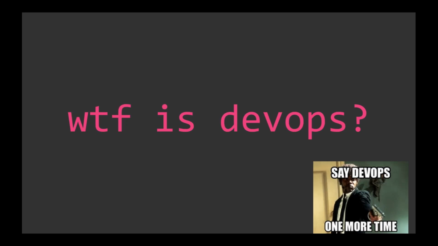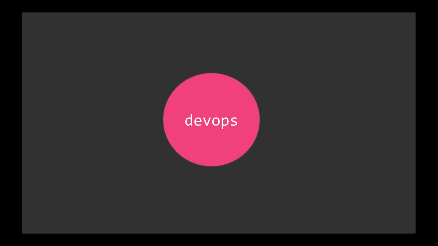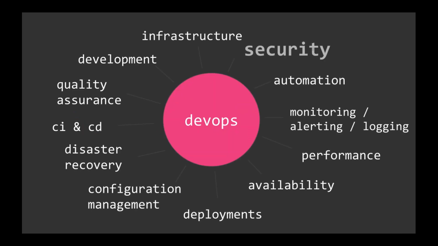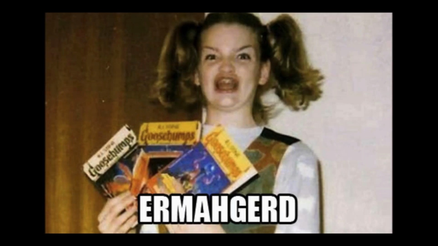So what is DevOps? I have a love-hate relationship with this word, mostly because you never get the same answer from anyone twice. And to be fair, it's kind of hard to define because it's all of these things. So it's security, like I said, and development and infrastructure and the CI and CD pipeline and configuration management and performance, and all of these things that you have to keep in mind, whether it's a small environment or a big environment or enterprise or not. So it can be a lot.